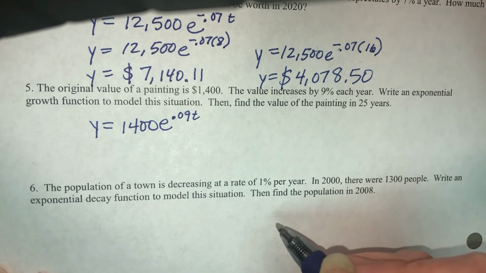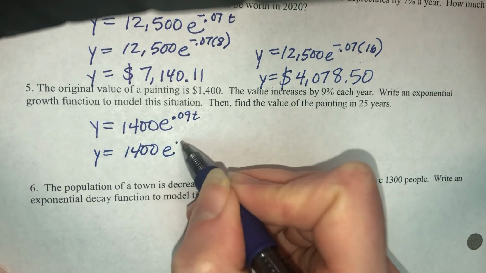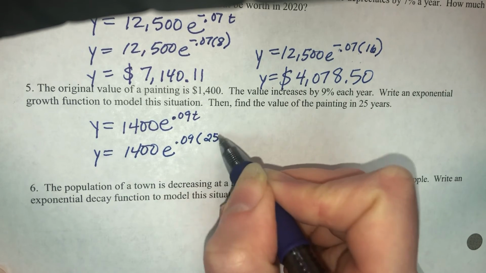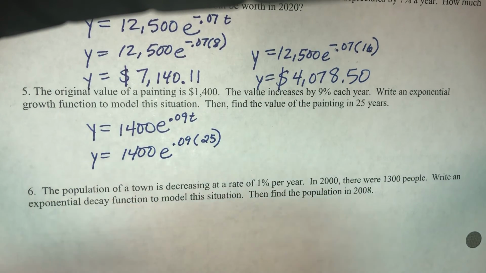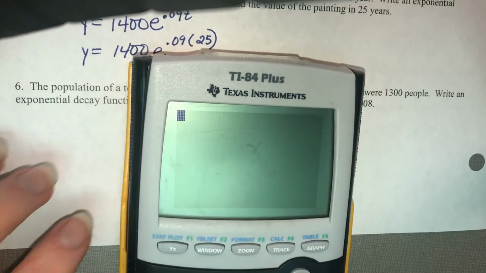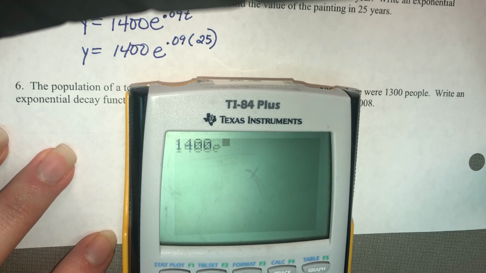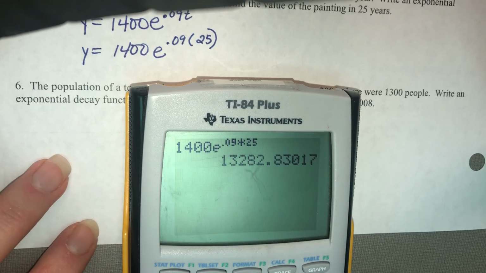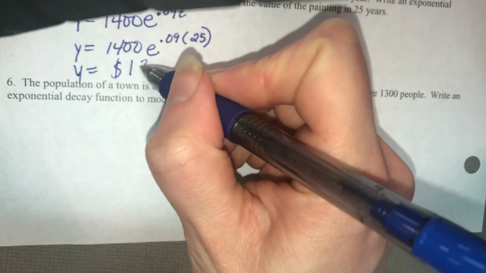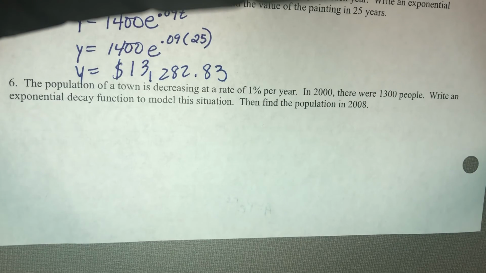Now, to find the value of the painting in 25 years, we're going to put 25 in place of the t in our equation, and then we can key this in to get the value of the painting. 1,400 times e to the power of 0.09 times 25. So that's going to be 13,282.83. That's a lot of money.